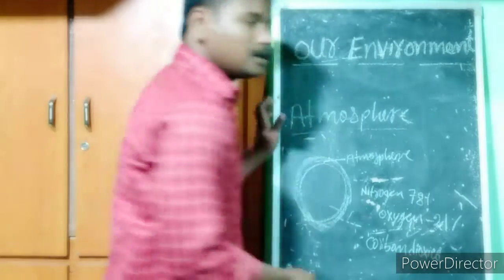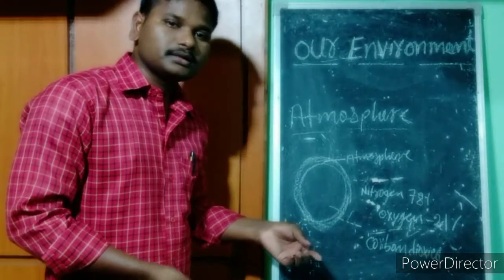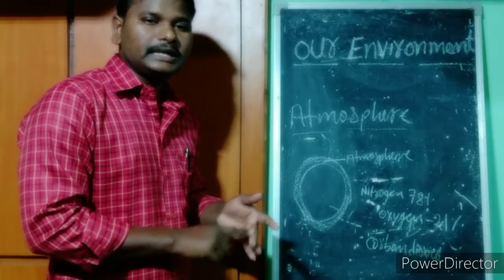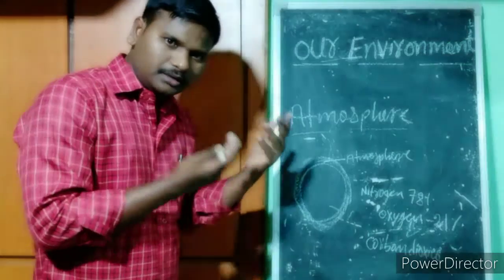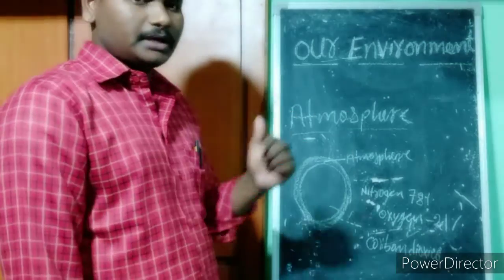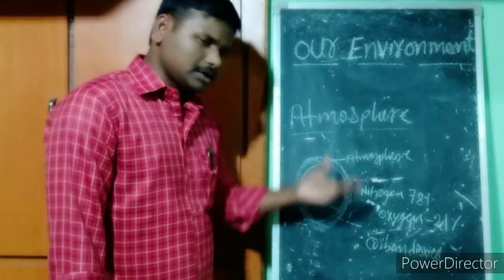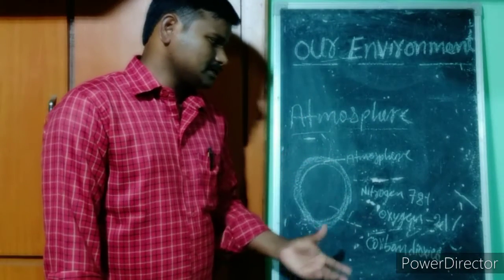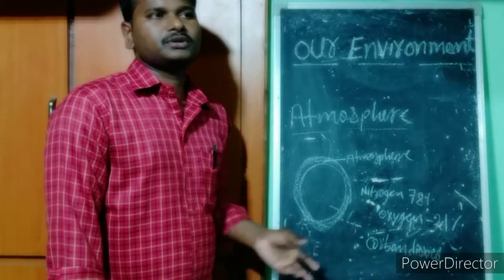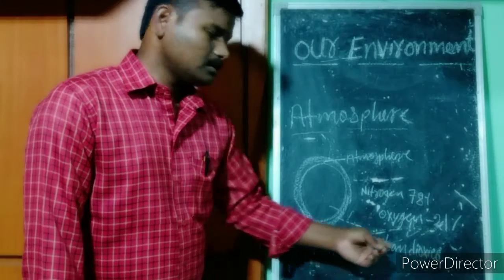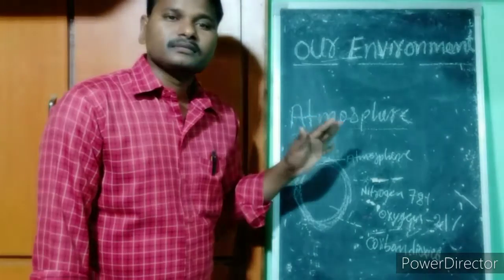Not only carbon dioxide, other gases are also present here. Krypton, xenon, helium, together with carbon dioxide, form 1%. So the gases present in the atmosphere are nitrogen 78%, oxygen 21%, and carbon dioxide, helium, krypton, xenon, all constituting about 1%. So this is about the atmosphere.